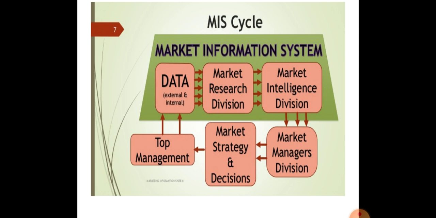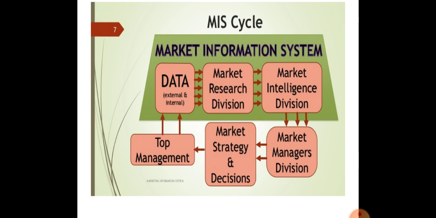Then the MIS cycle. How does the marketing information system cycle work? Basically it starts from the data. The top level management is there. First we deal with the data. Data can be external and internal, internal sources as well as external sources. Whatever data we have, we proceed to the market research division. We assign the duties and tasks to the market research divisions. They collect the data. After that we go to the market intelligence division. They analyze, trying to make the information very useful for the organization.